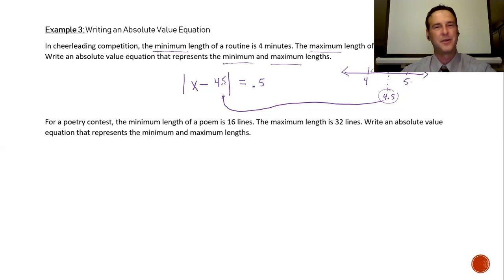Okay, and that's it. You don't really have to do the math. If you want to check to see if it's right, just do it. Set this equal to 0.5, and set it equal to negative 0.5, because that's how we do these, right? Okay, and what would you do? Well, you would add 4.5.